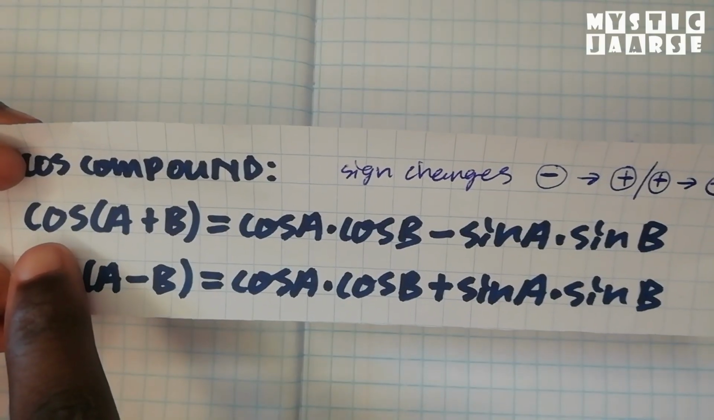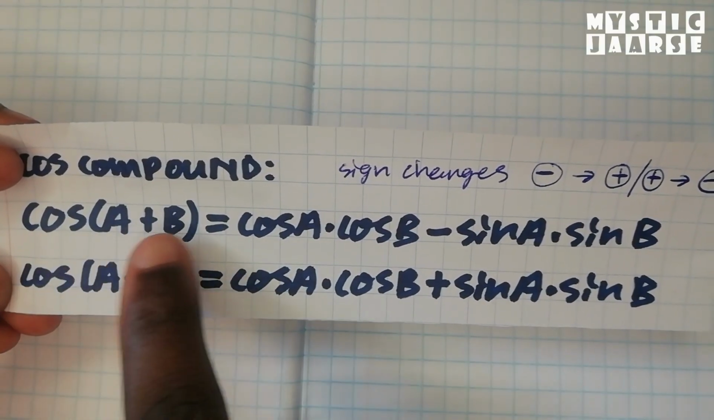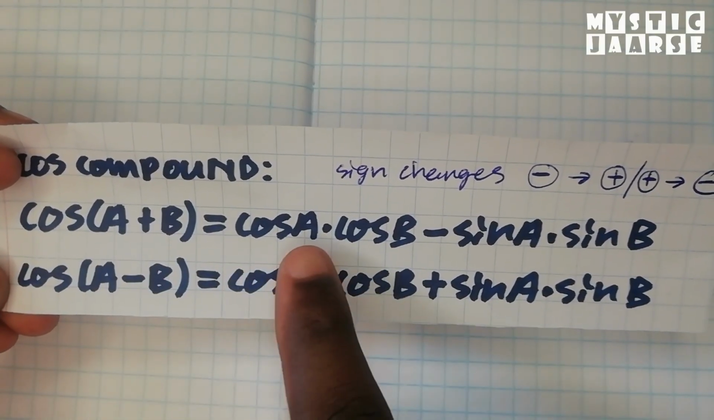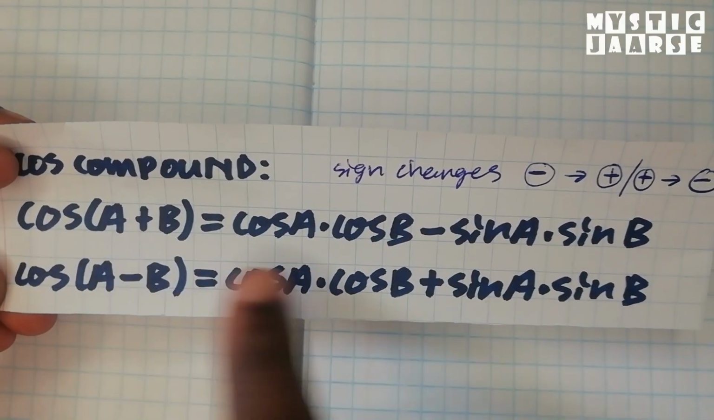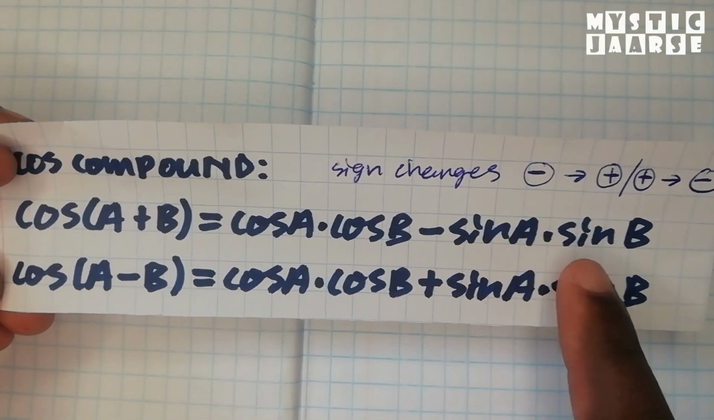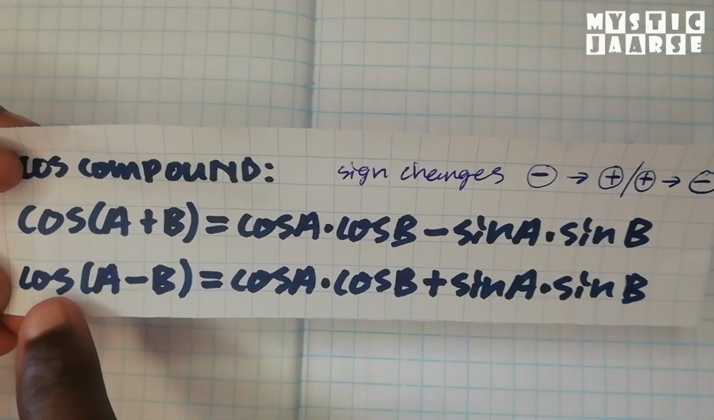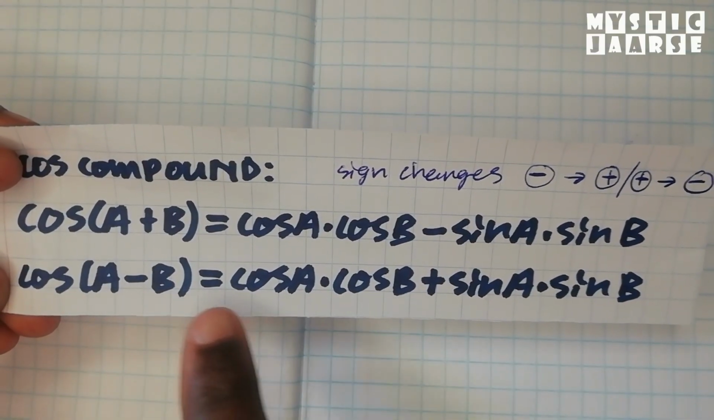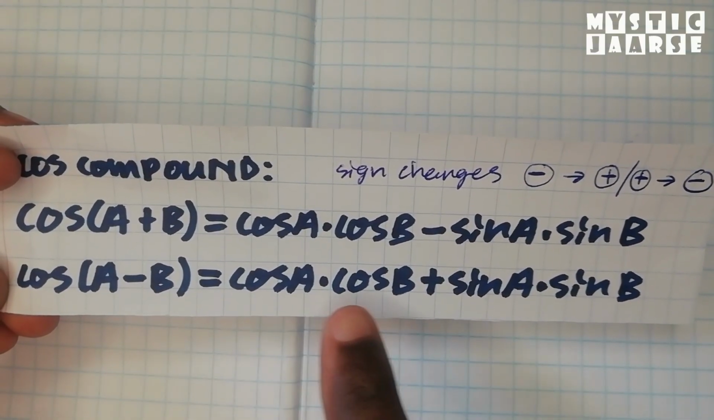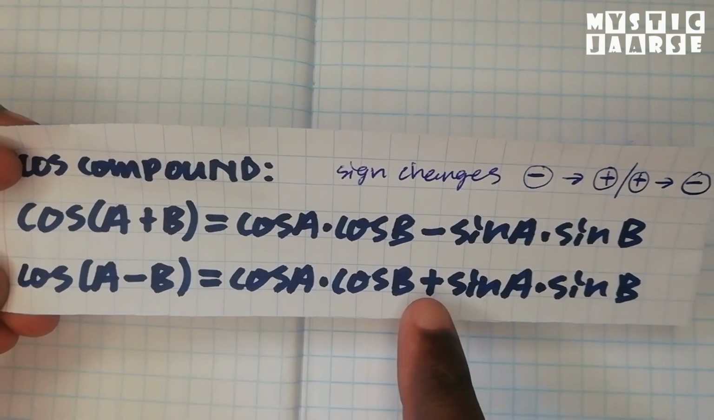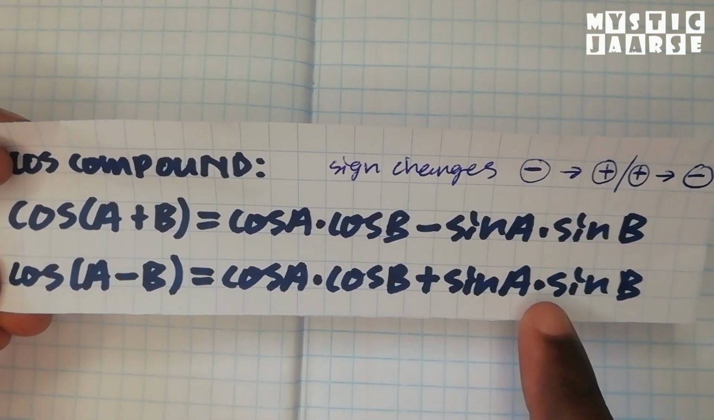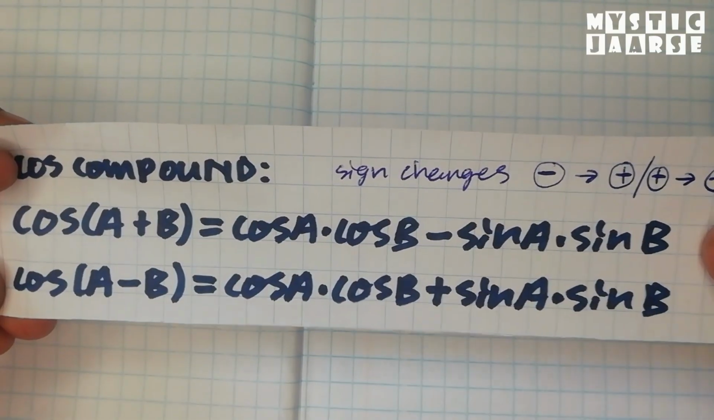So an expansion of cos of a plus b will give you cos of a multiplied by cos of b minus, because it was a plus, sine of a multiplied by sine of b. Cos of a minus b will give you cos of a multiplied by cos of b plus, it was a minus, now it is a plus, sine of a multiplied by sine of b.